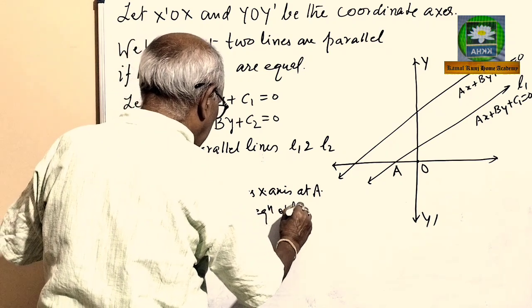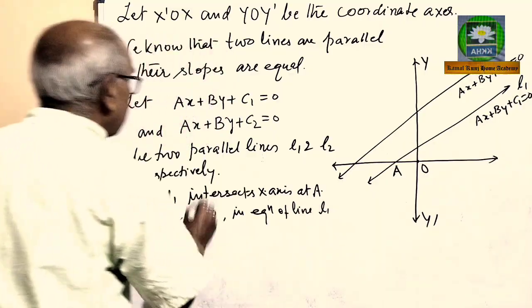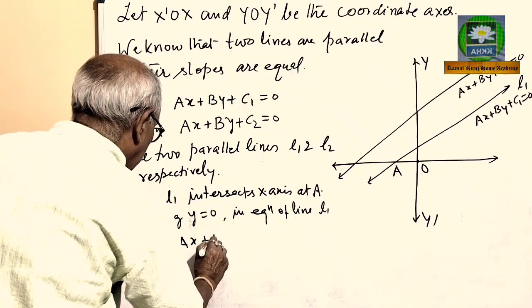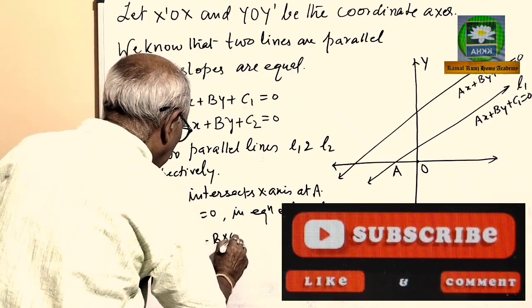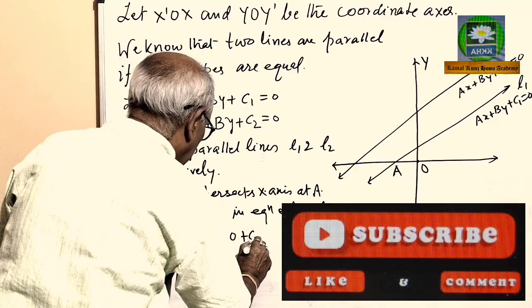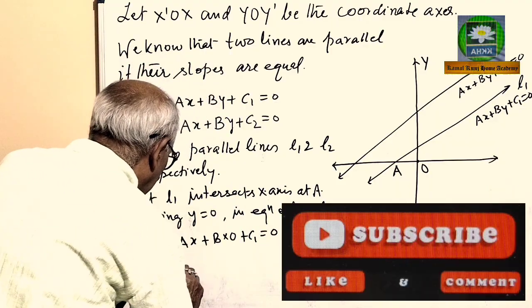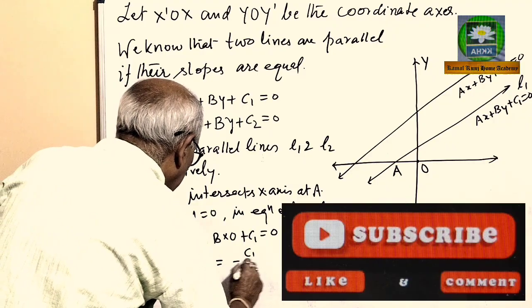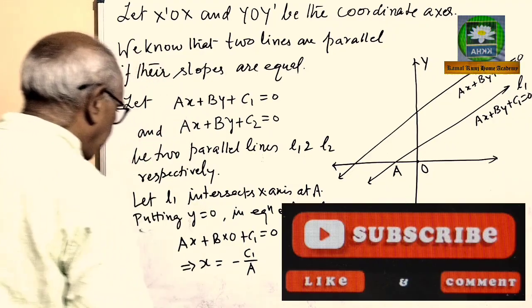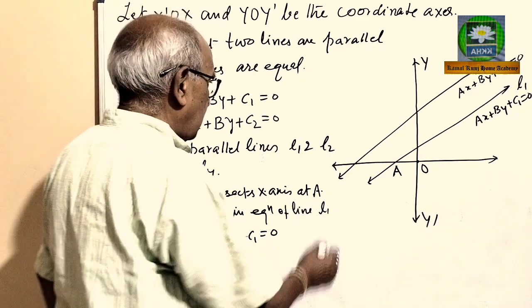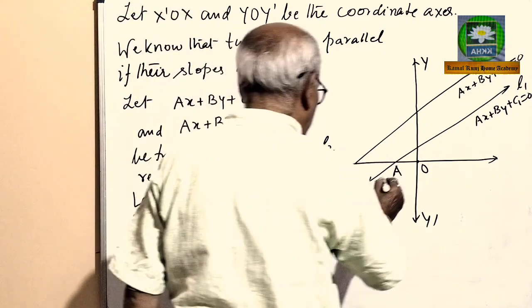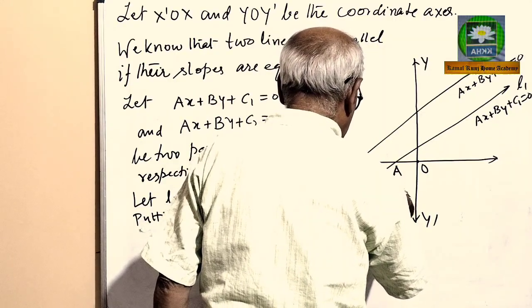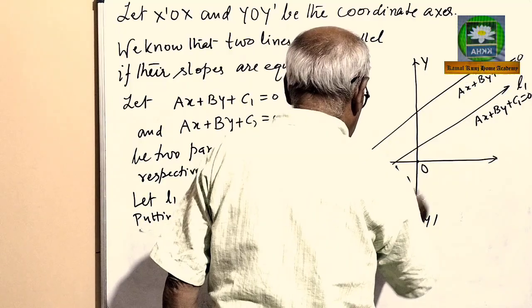in the equation of line L1, we get ax plus b0 plus c1 equal to 0. This implies that x will be equal to minus c1 upon a. So the coordinates of A will be minus c1 upon a and 0.